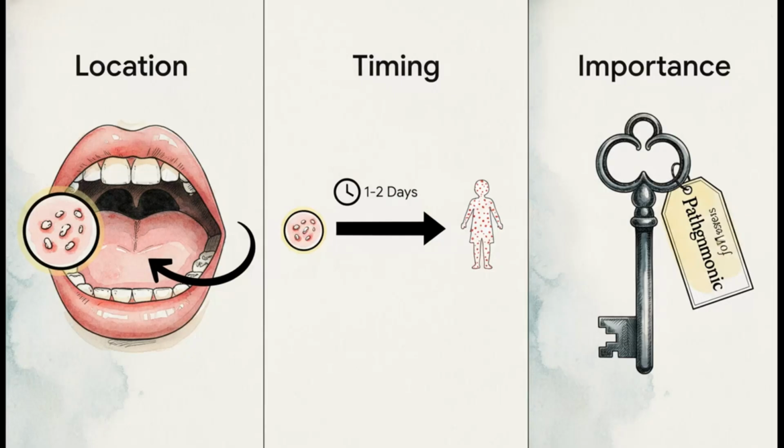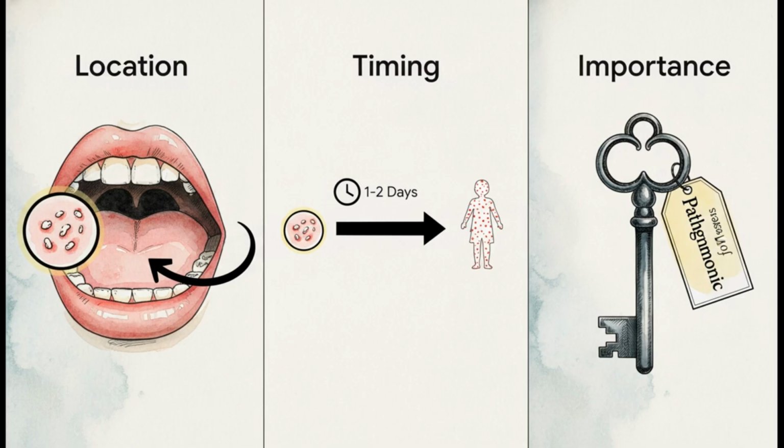And this is exactly why you're in such a unique position. First off, their location, the buccal mucosa, that's your turf. But even more important is the timing. These little spots show up 1 to 2 days before that famous skin rash ever appears. That's your golden window for an early diagnosis.